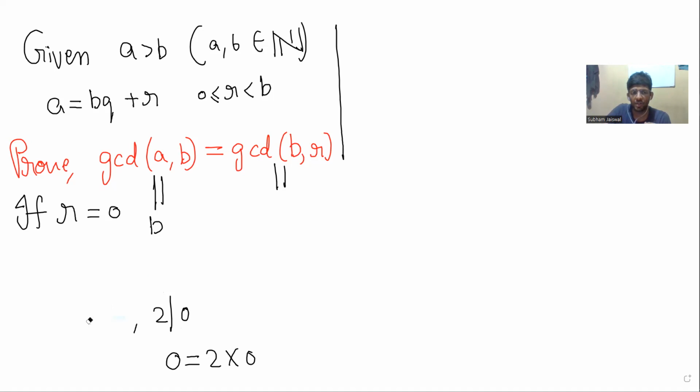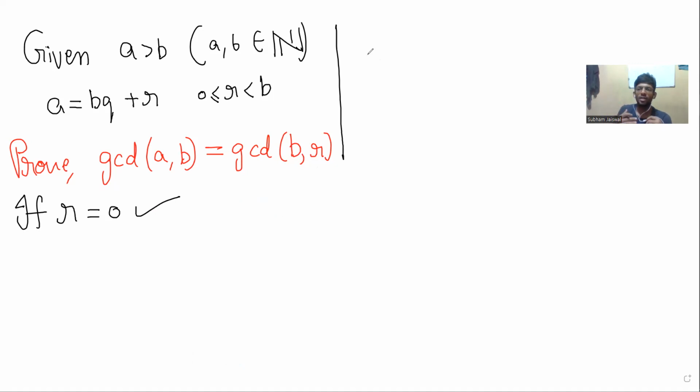So when you ask this question, if r is 0, we have checked that this is true, since the GCD is b. So it is true when r is 0. Please interrupt me if there is anything that is not clear. So this is done. I was just going to write a few examples.